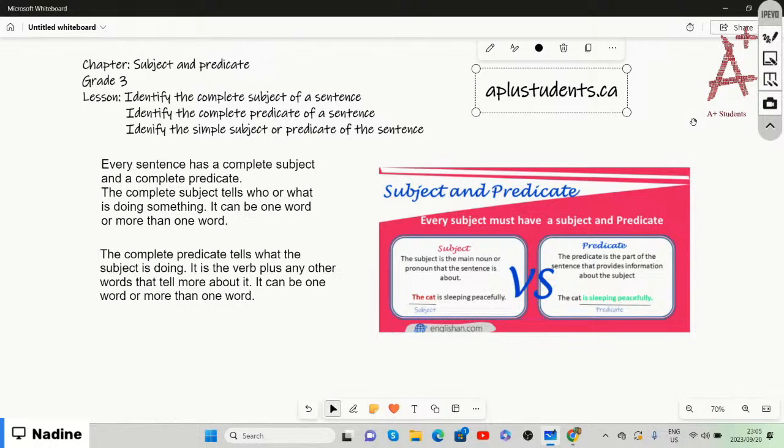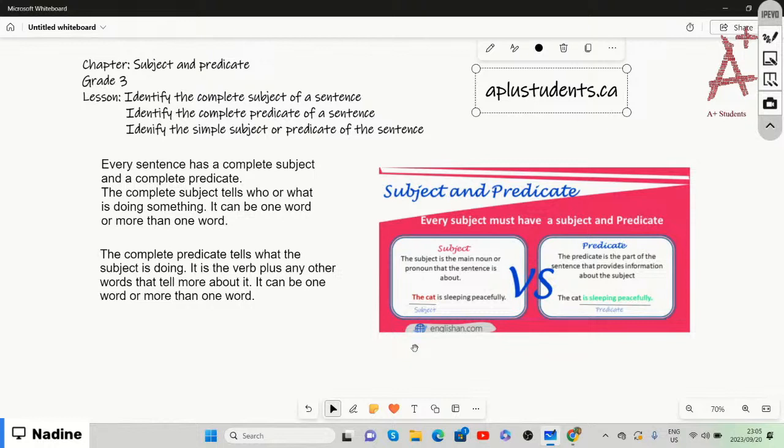So before we start with our specific lesson, firstly, a complete sentence, or complete thought, has a subject and it has a predicate. So every sentence has a complete subject and a complete predicate, and that is listed in every sentence, right?